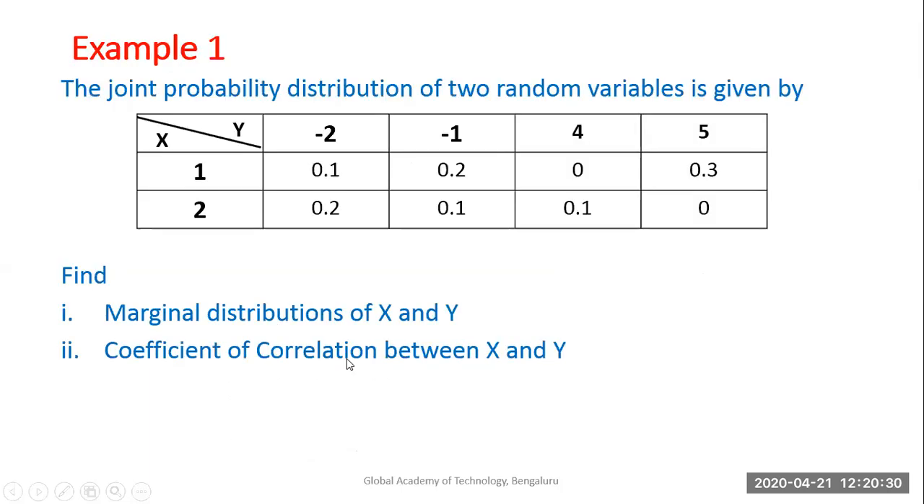So let us take a few examples. The first example: the joint probability distribution of two random variables. This table represents the joint probability distribution of x and y, where x takes the values 1 and 2, y takes the values -2, -1, 4 and 5, and these are the corresponding joint probabilities. So 0.1 represents the probability that x is equal to 1 and y is equal to -2. 0.2 is the probability that x is equal to 1 and y is equal to -1, and so on. The question is to find the marginal distributions of x and y and the coefficient of correlation between x and y.